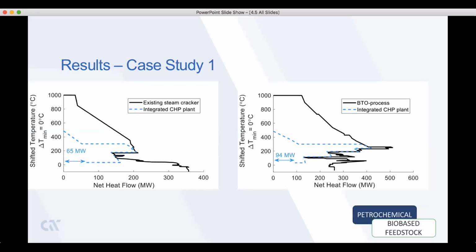Beginning with case study 1, this slide illustrates the ground composite curve of the existing steam cracker to the left and the curve of the potential biomass-based olefins process to the right. Even though the same products are produced by both processes, the heat flow changes significantly. Excess heat availability at high temperatures is significantly higher in the bio-based process due to increased generation of combustible byproducts, and this is enough to more than compensate for increased process heat demands at lower temperatures.